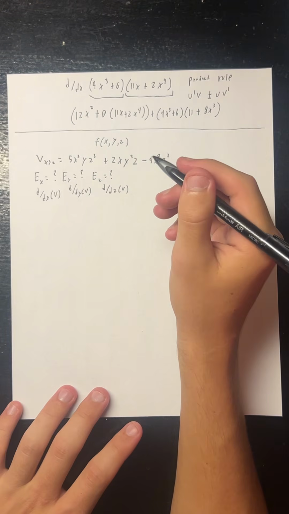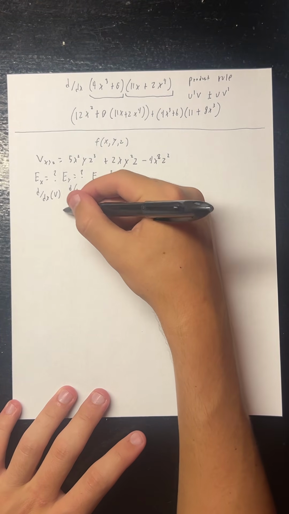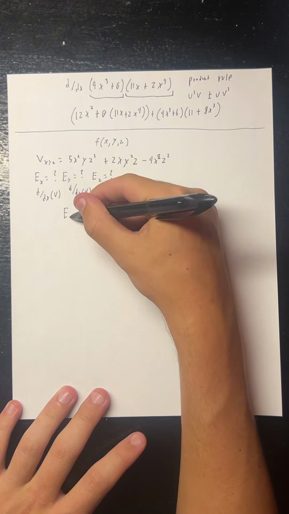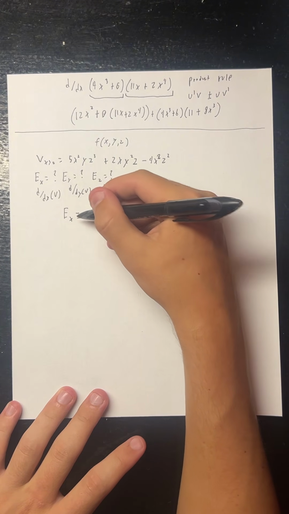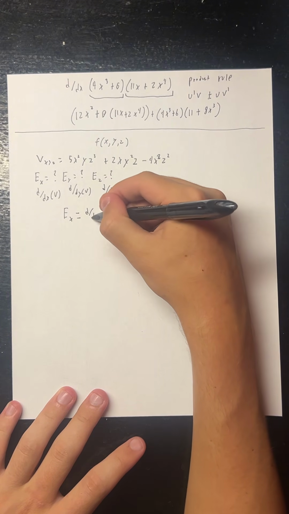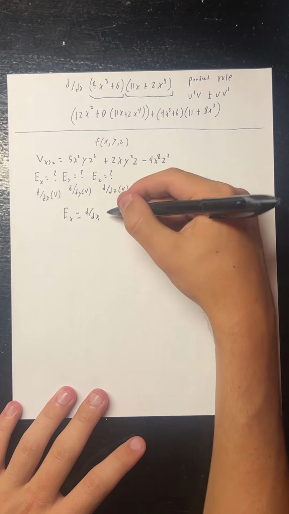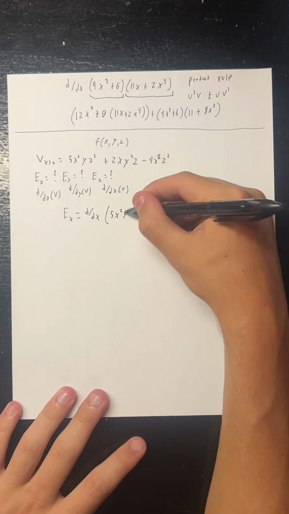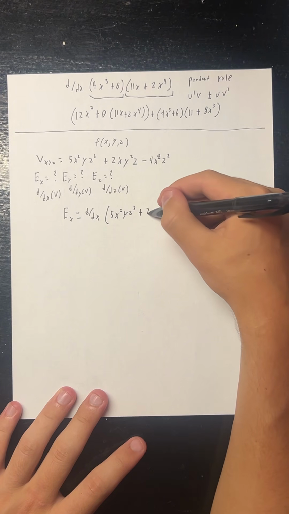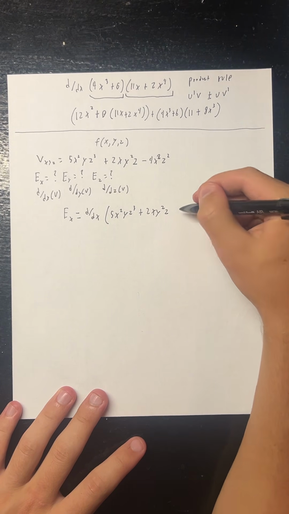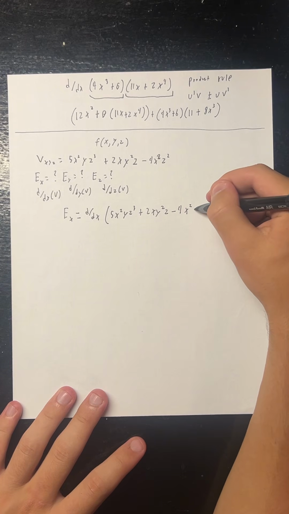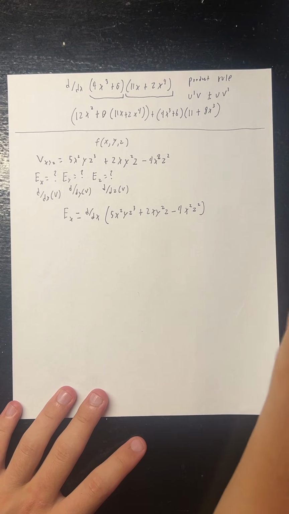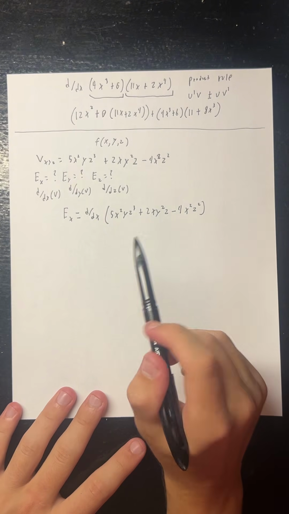So what can we do first? Well, let's start with our x, since that is first. So E sub x equals d/dx of V. Well, what is V? We can put it in right here. 5x squared y z cubed plus 2xy squared z minus 4x squared z squared. Once we have that, we can actually take the derivative.